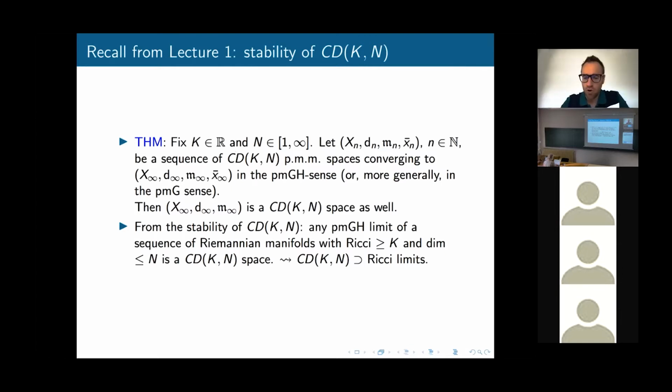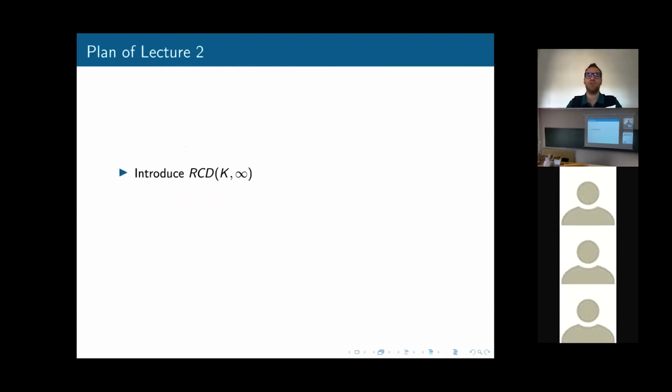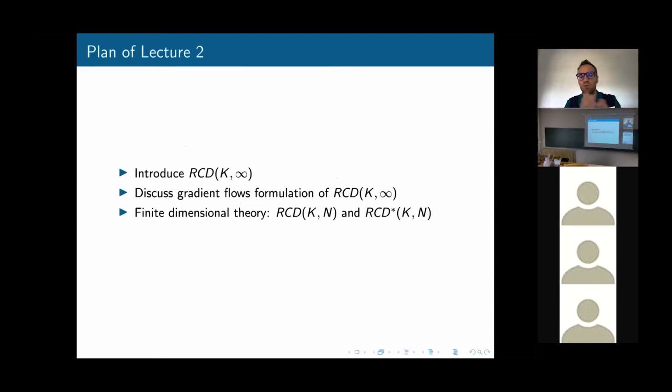The plan of the talk of today is to first introduce the so-called Riemannian CD(K,infinity) condition, then discuss the relation between the RCD(K,infinity) condition and gradient flows, and then move to the finite dimensional theory. I will discuss the RCD(K,N) and RCD*(K,N). We are going to see that these gradient flows play a really important role in the theory, because they will permit to prove very important functional inequalities like the Bochner inequality.